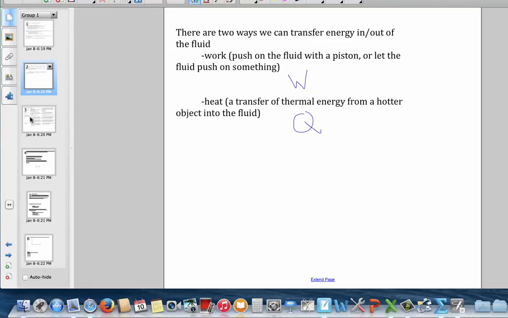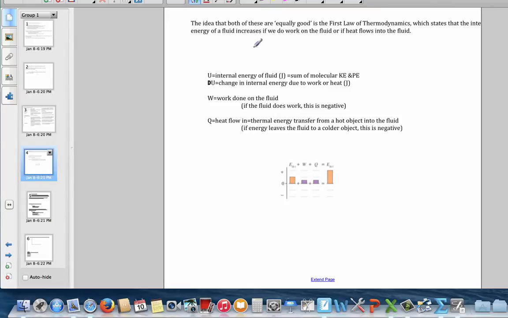Now, the first law of thermodynamics just states very simply that both of those are equally effective in changing the internal energy of a fluid. So the change in internal energy of the fluid is related to the amount of work done on the fluid plus the heat flow in. So the internal energy goes up if work goes in or if heat goes in. It'll go down if heat goes out or work goes out.